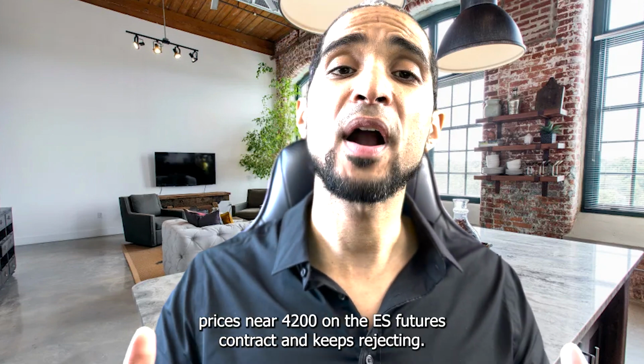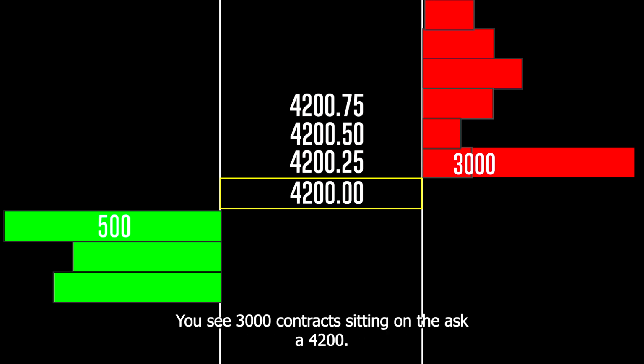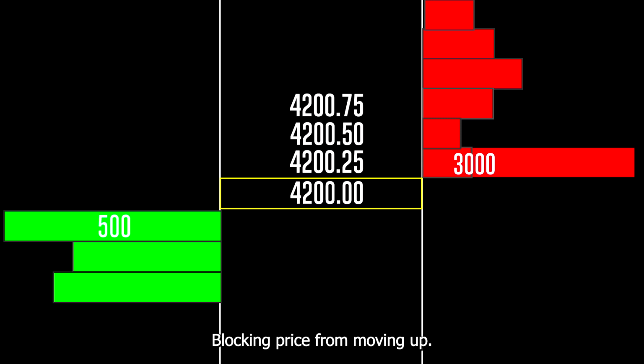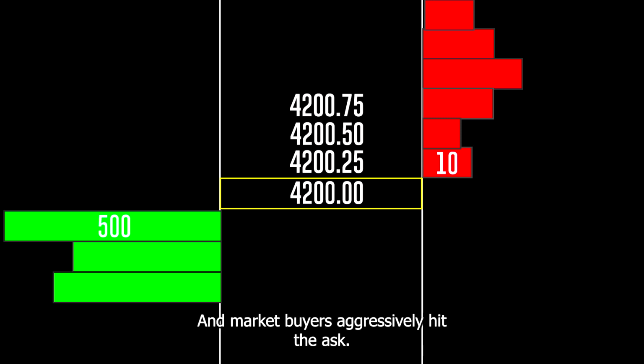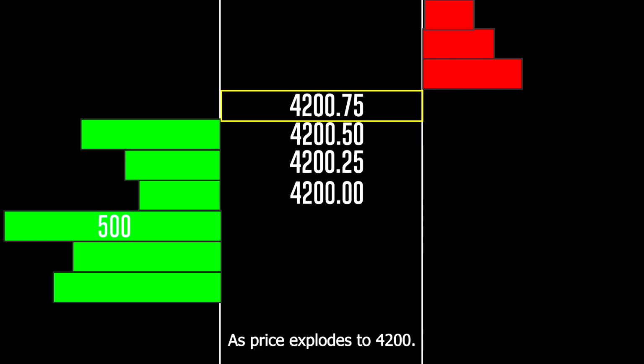For example, price is near 4,200 on the ES futures contract and keeps rejecting. You see 3,000 contracts sitting on the ask at 4,200, blocking price from moving up. Suddenly, those orders vanish, and market buyers aggressively hit the ask. You might enter long as price explodes through 4,200.